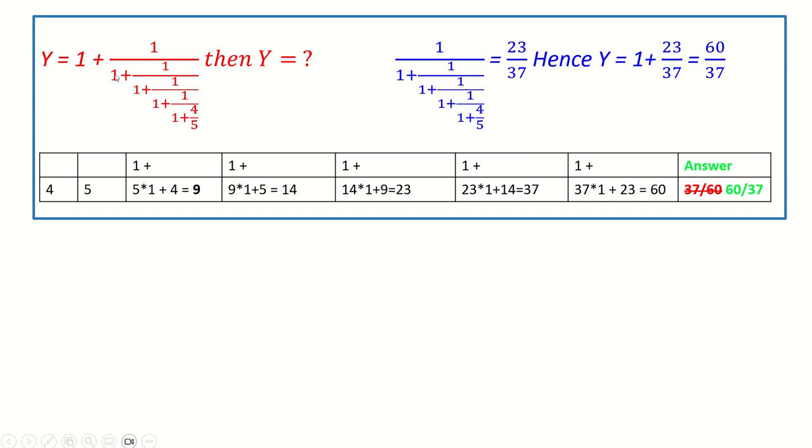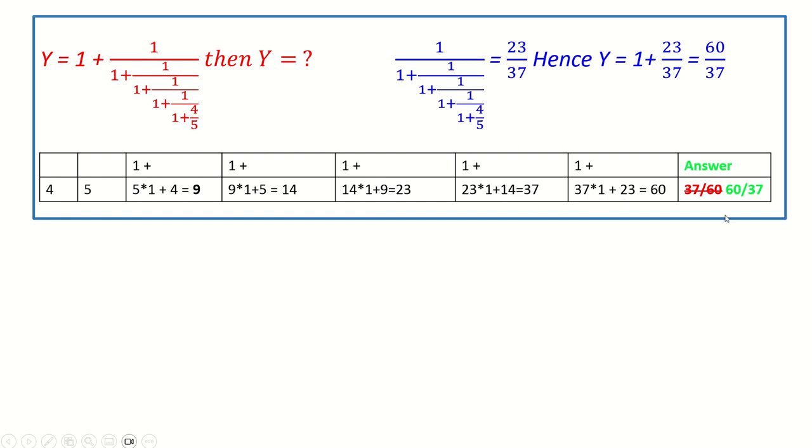1, 2, 3, 4, 5: there are five 1 pluses, so I wrote 5 1 pluses. 1 plus 1 plus 1 plus 1 plus 1 plus. And the same way I will solve: 5 into 1 plus 4, 9. 9 into 1 plus 5, 14. 14 into 1 plus 9, 23. 23 into 1 plus 14, 37. 37 into 1 plus 23, which is 60.